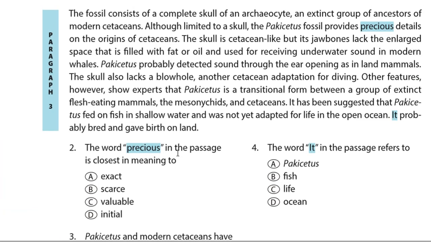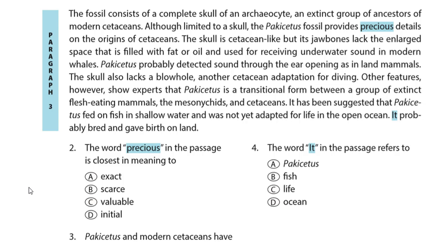Now we move to question number 2. The word precious in the passage is closest in meaning to: exact, scarce, valuable, initial. Pause the video and try to solve this question, then we're gonna solve it together.